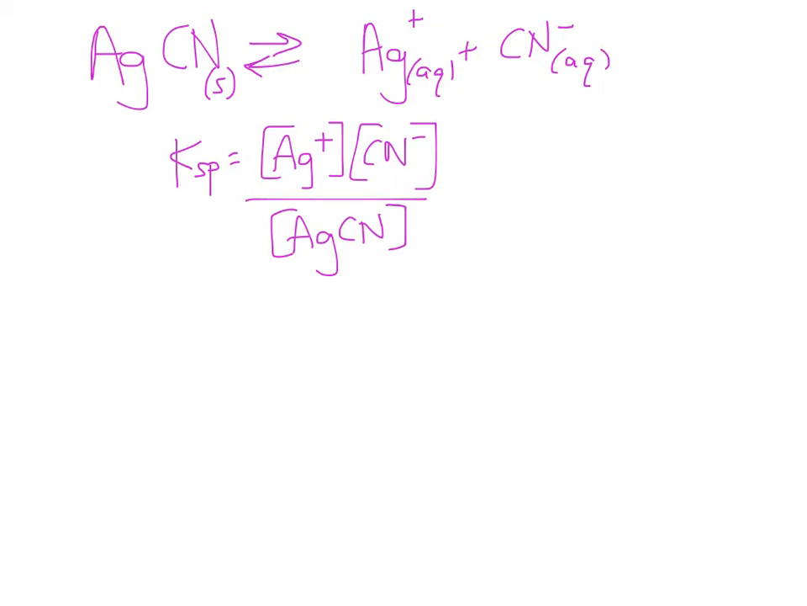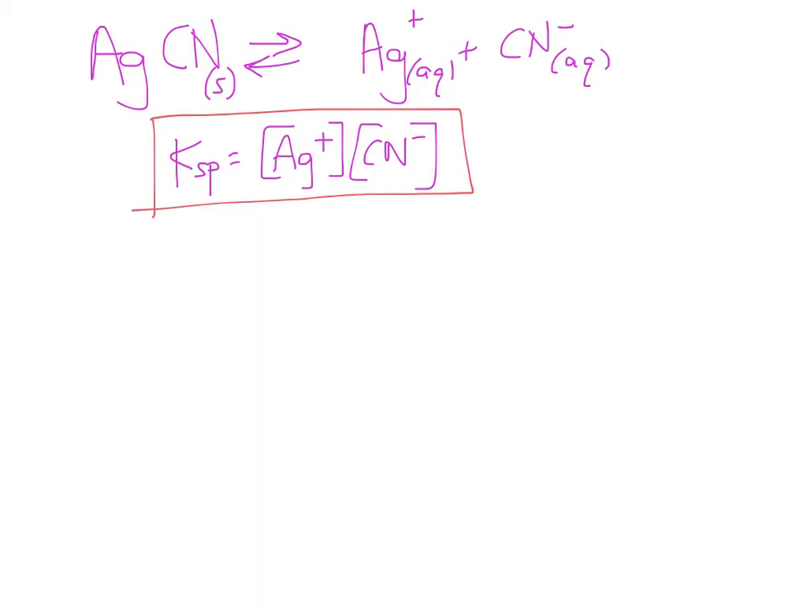So hopefully you're noticing something here that's off, which is the AgCN solid. Solids are not included in the KSP expression, just like they're not included in any equilibrium constant expression. So the equilibrium constant expression is only the Ag+ and the CN-, and that's it, not the AgCN. Okay, let me show you another one.